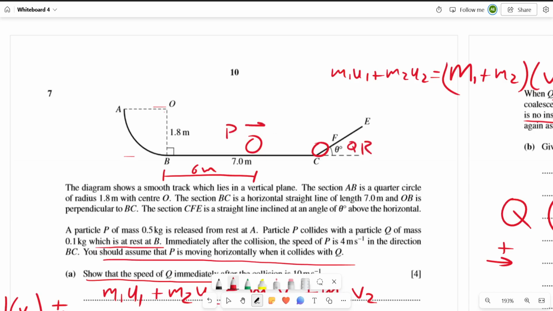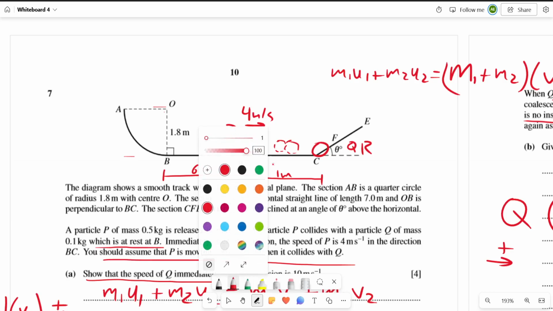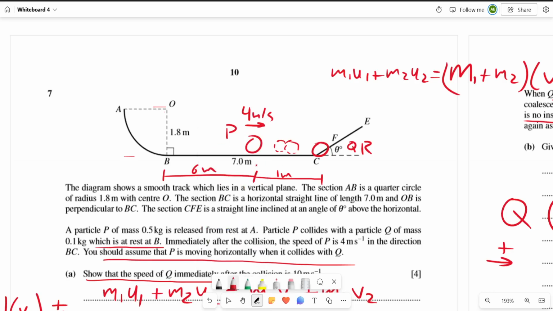P is moving to the right with a speed of 4 meters per second. I know that if this is 7, then this is going to be 1 meter, the distance between them, and they're going to collide somewhere in the middle. So let's say this distance is going to be x. This makes this distance 1 minus x.